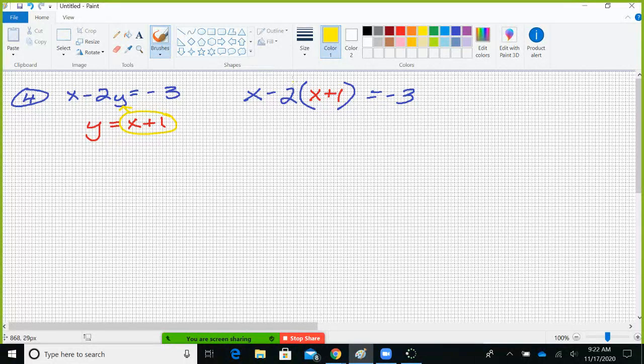Well, in order to get what you just told me, you distributed this negative 2 through here, which is exactly right. X minus 2x. So negative 2 times x is negative 2x. Negative 2 times a positive 1 is negative 2 equals negative 3. Awesome. Canyon, what's my next step?